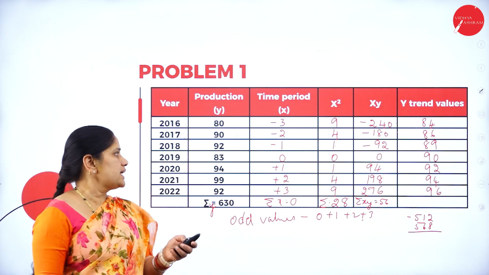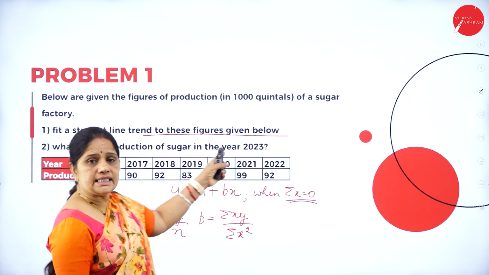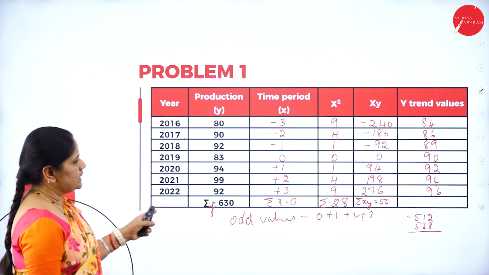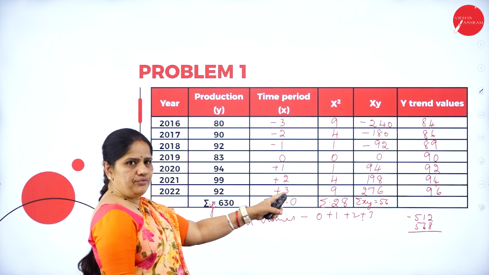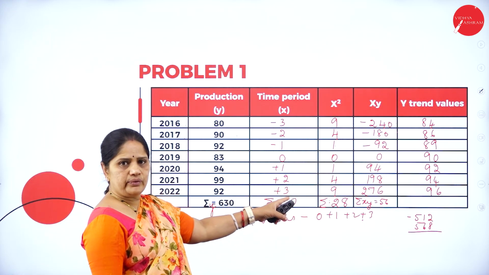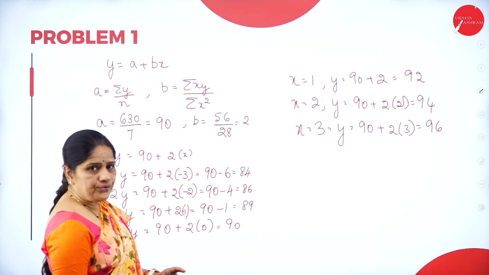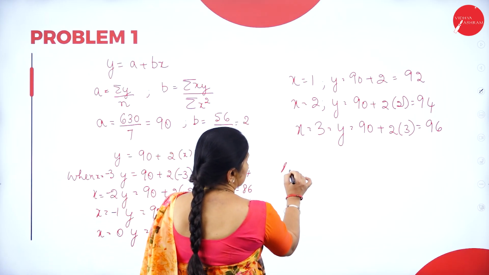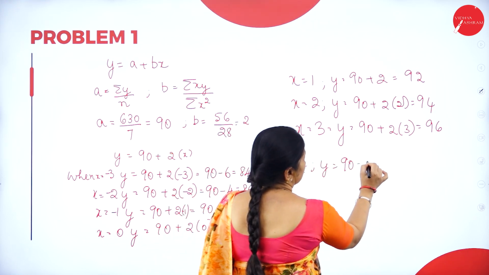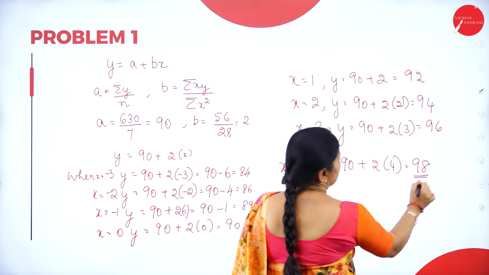Now what is the next question they have asked? What is the production of sugar in the year 2023? So when the year is 2023, the X value will be 4. See, up to 2022, the X value is 3. So in 2023, the X value will be 4. So when X equals 4, Y will be equal to 90 plus 2 into 4. That will be equal to 98.